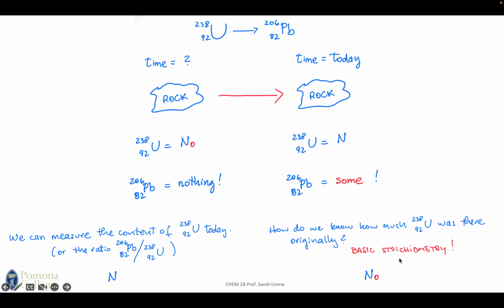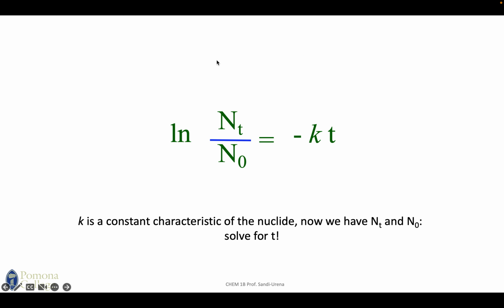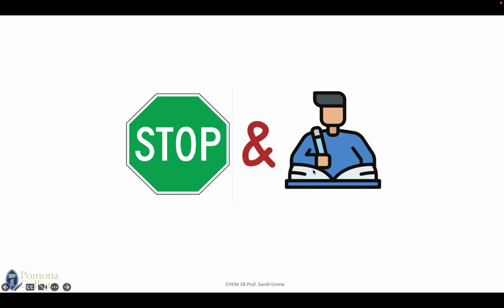Okay. So if we measure the content today, that's N, and use basic stoichiometry, we can find the amount that was present originally. What's that basic stoichiometry? 1-to-1 reaction for lead and uranium. For each lead nuclide that we find today, we know that originally there was 1 uranium nuclide. If we have N sub 0 and we have N, all we need to do is plug in our values in this equation and we get the time that has passed by because k is a constant. Now, stop and practice.